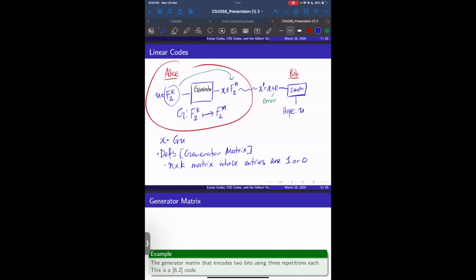And its image, since we are using it to generate all the code words, right? So its image must be the set of code words. In other words, the columns must span C. So let's take a look at some examples.